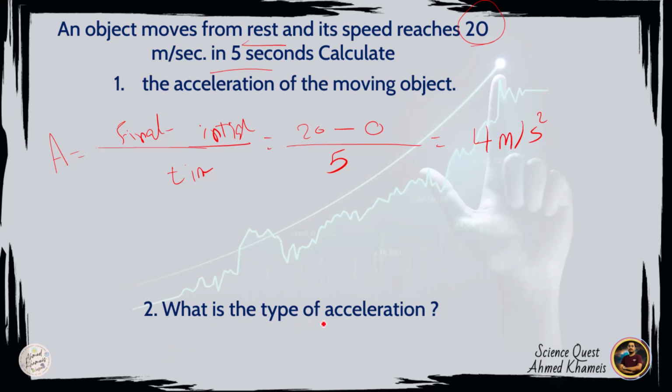What is the type of acceleration? The car moves from rest, which was 0 meters per second, and reaches 20 meters per second. So the speed of the car increases, so the type of acceleration is positive acceleration.